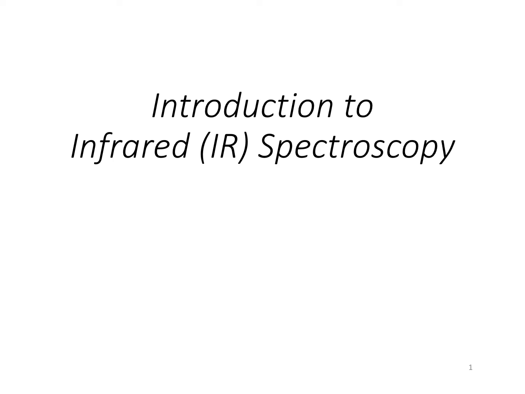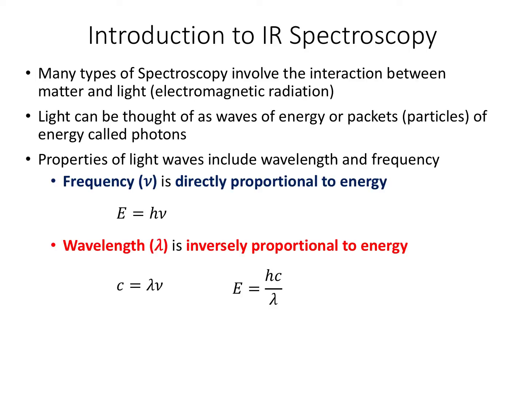This is going to be the first of a couple videos on infrared or IR spectroscopy. Many types of spectroscopy, including IR spectroscopy, involve the interaction between matter and light, or electromagnetic radiation. Light can be thought of behaving as waves or as packets of energy that we call photons. Two important properties of electromagnetic radiation are the frequency and the wavelength. We use the Greek letter nu to represent the frequency and the Greek letter lambda to represent the wavelength.